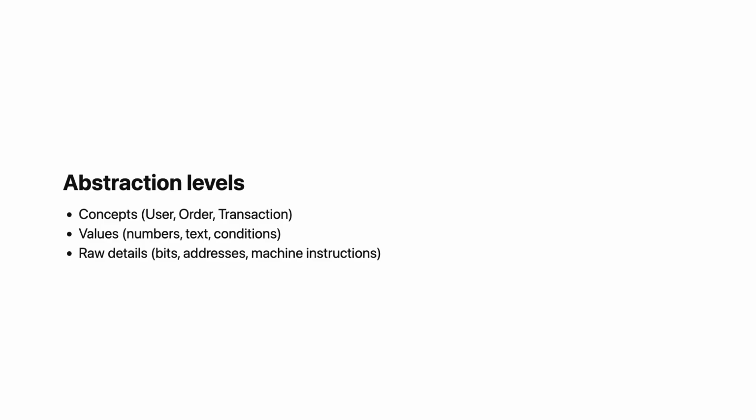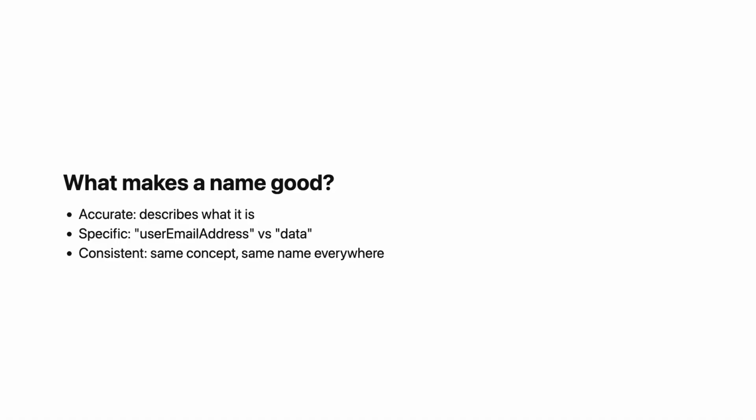Good programs are organized in clear levels. Each level has its own abstractions. Each level has its own names. Moving between levels is deliberate and controlled. Names matter. A good name makes code clear. A bad name makes code confusing.